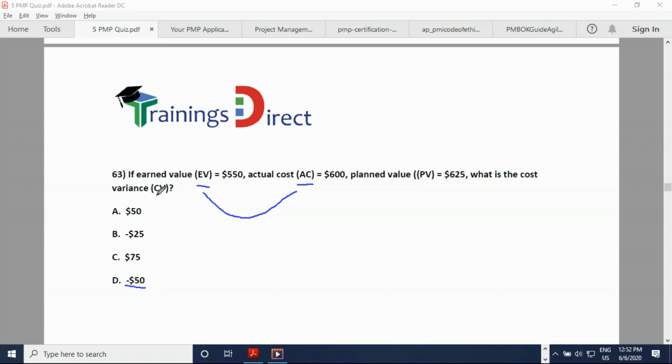If the question was what is the CPI, then we would divide 550 by 600. If the question was about SV, schedule variance, then these two, planned value and earned value, EV minus PV. Or EV divided by PV will give us the schedule performance index. So the answer would be D as in delta.